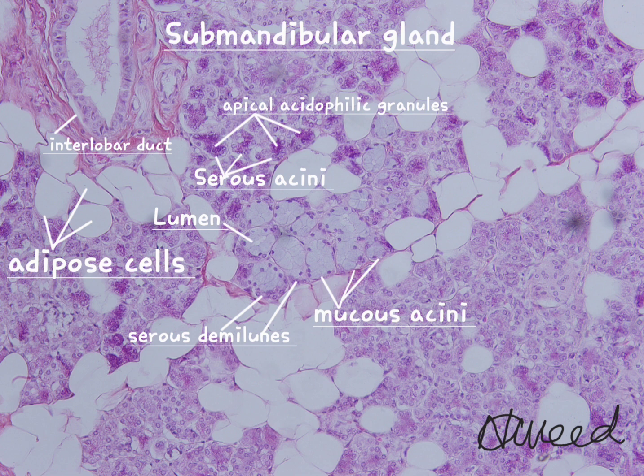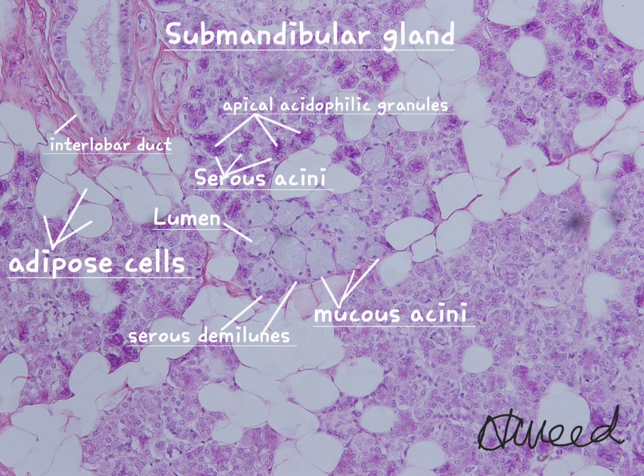Acini open into intercalated ducts that have a smaller diameter and are lined by simple cuboidal epithelium. Several intercalated ducts open into a striated duct, which is lined by low columnar cells. The striated duct from each gland lobule drains into the interlobular duct. Interlobular ducts are lined by simple columnar epithelium.